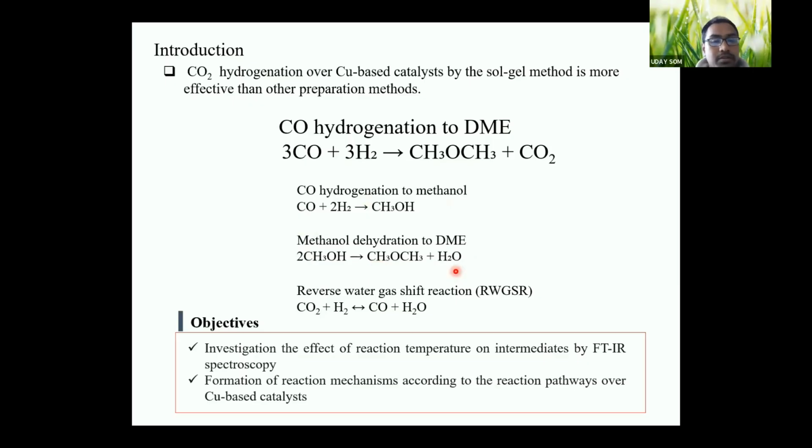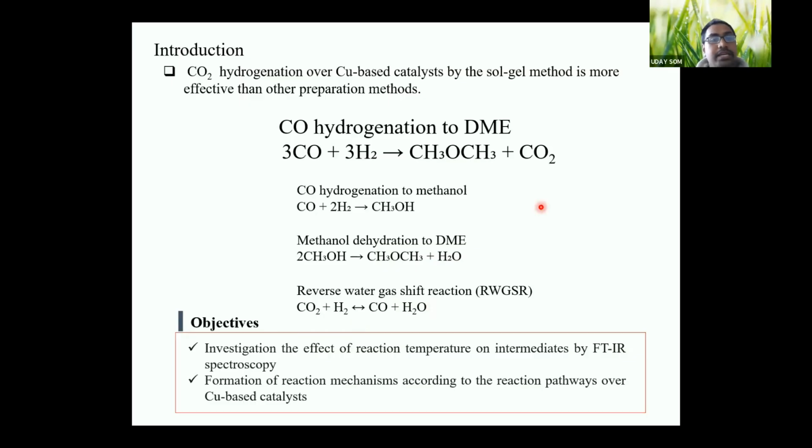This is my main reaction and main product, but beside the main reactions, a byproduct occurs in the reverse water gas shift reaction. In this reaction, carbon dioxide and hydrogen give carbon monoxide and water.